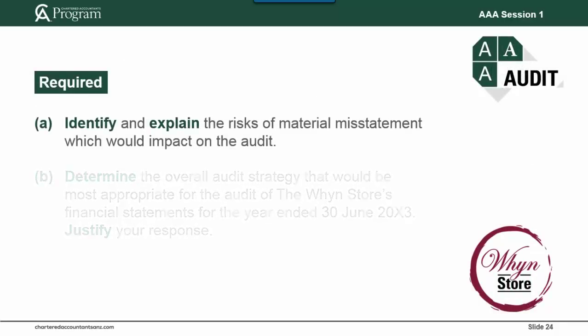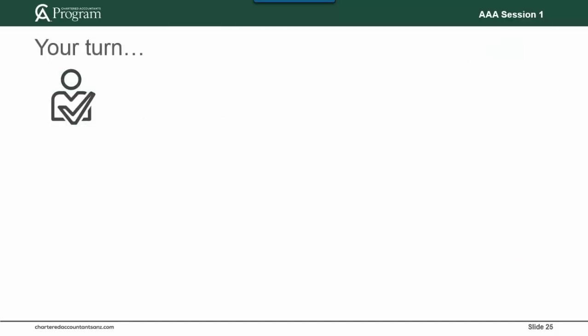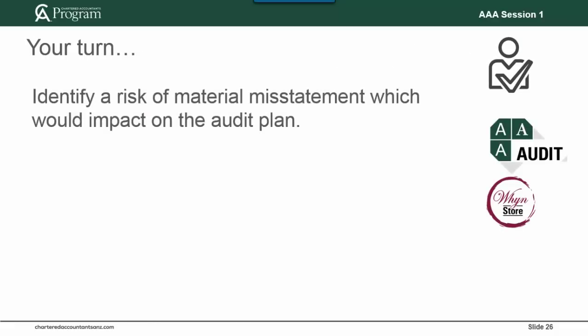This leads us perfectly into considering Part A of the required. Identify and explain the risks of material misstatement which would impact on the audit. Considering your understanding of the wine store and the industry it operates in, can you identify a risk of material misstatement which would impact on the audit plan?